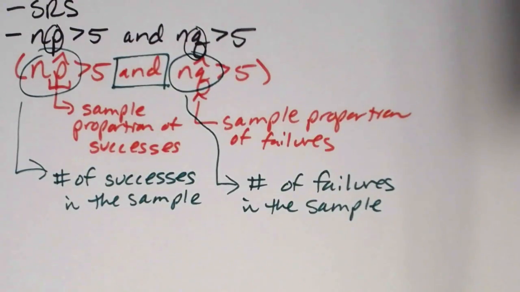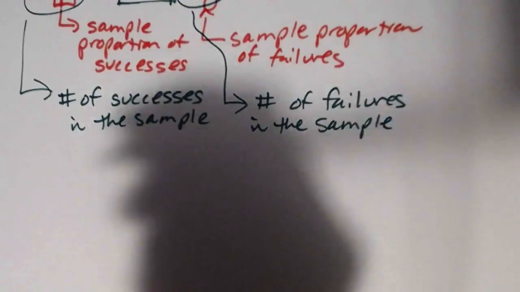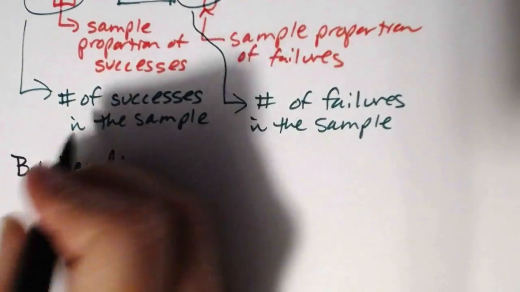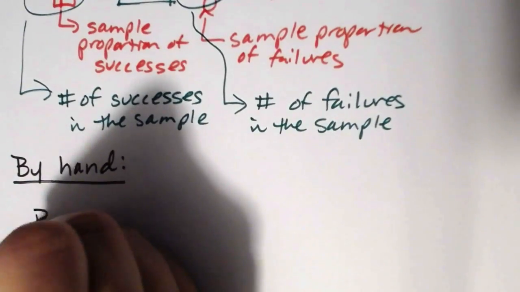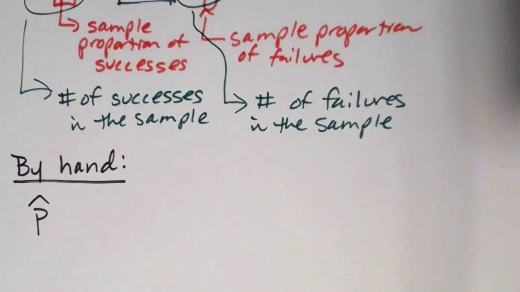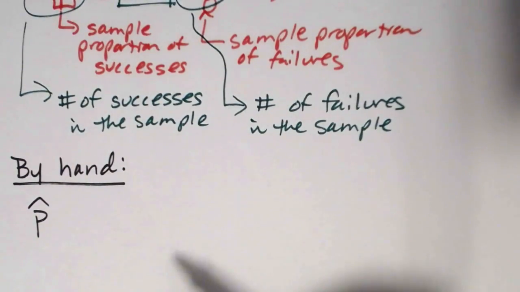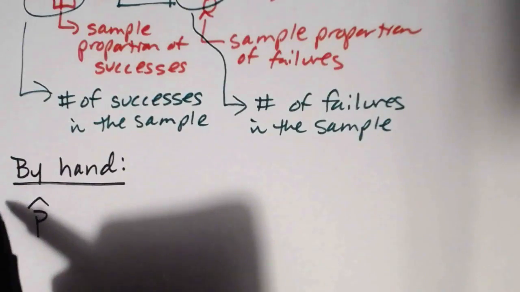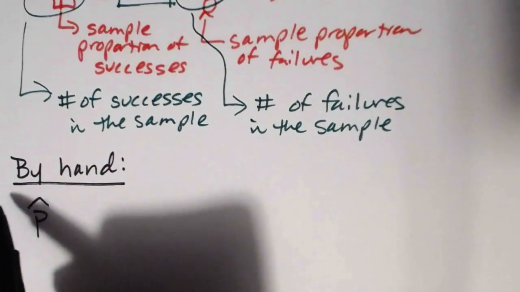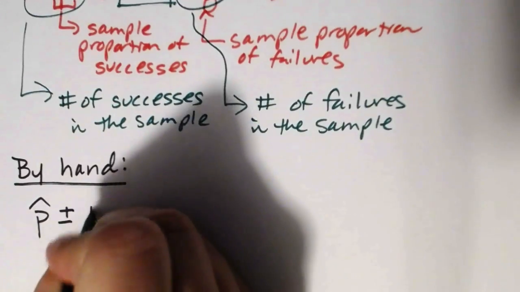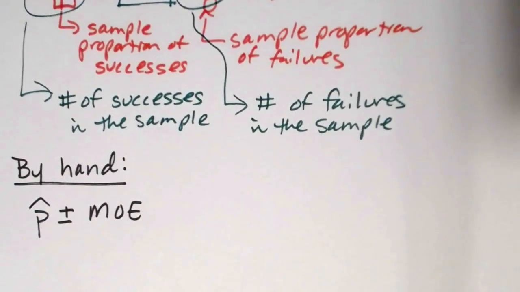Now, if we were going to do this by hand, again, just like everything we've looked at, there's a formula for doing this by hand. And unsurprisingly, we'd start with p hat as our best guess or our point estimate for p. Since we're trying to estimate the population proportion of successes, our best estimate for that is our sample proportion of successes. And then we add and subtract a margin of error.